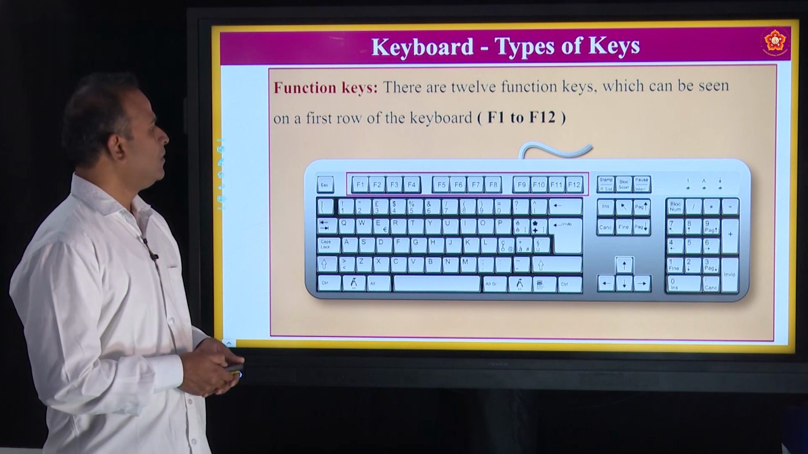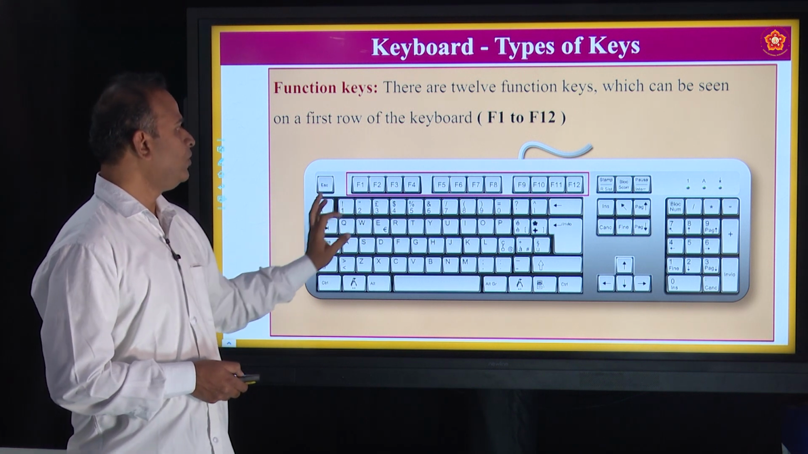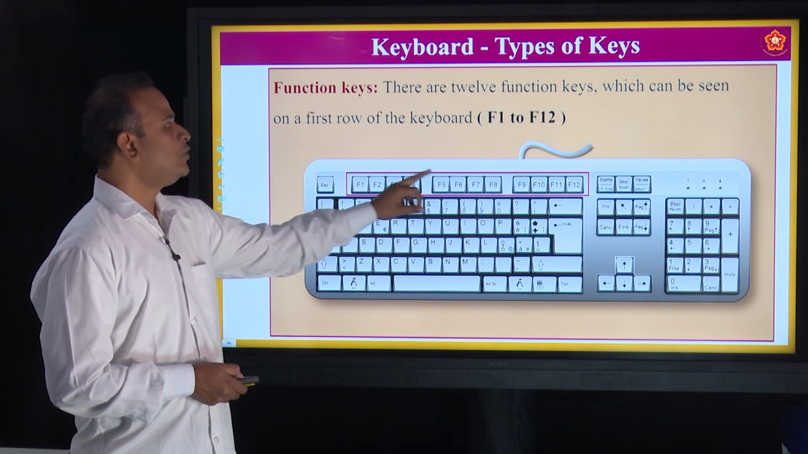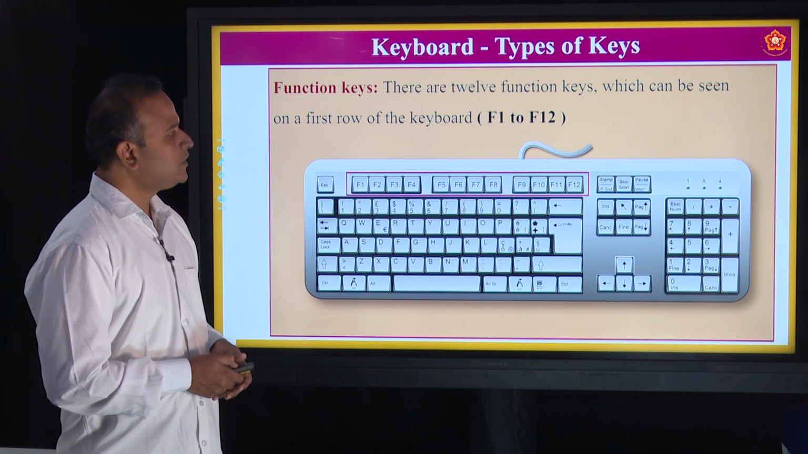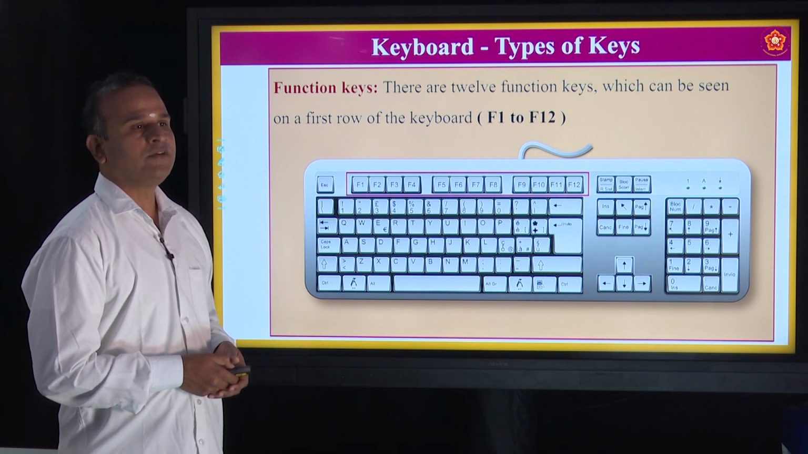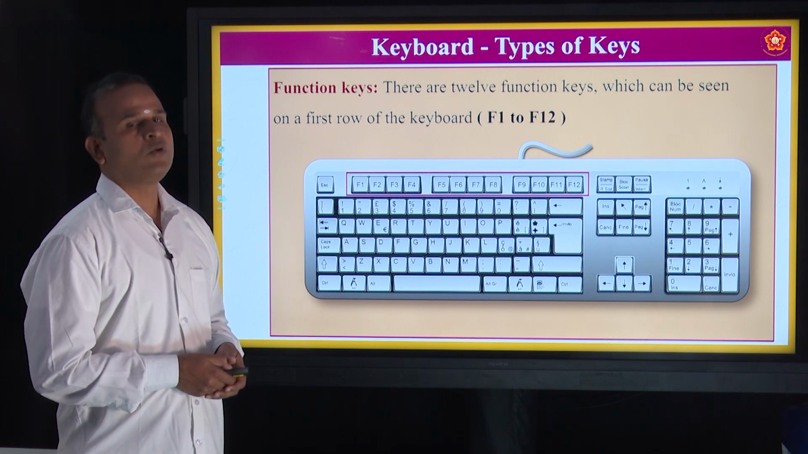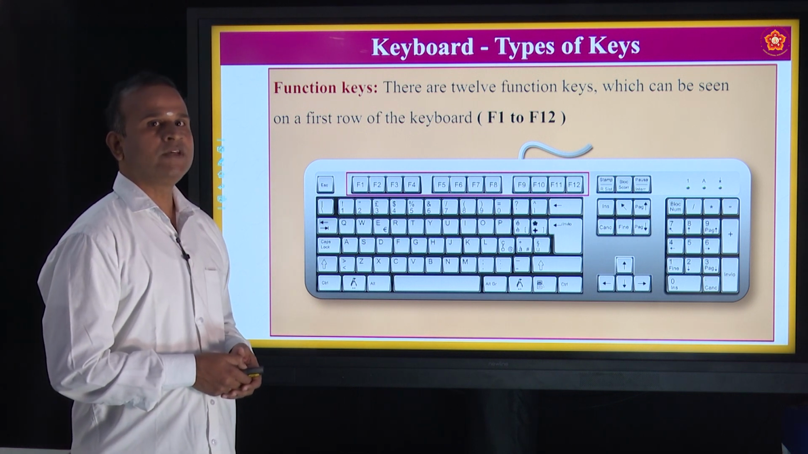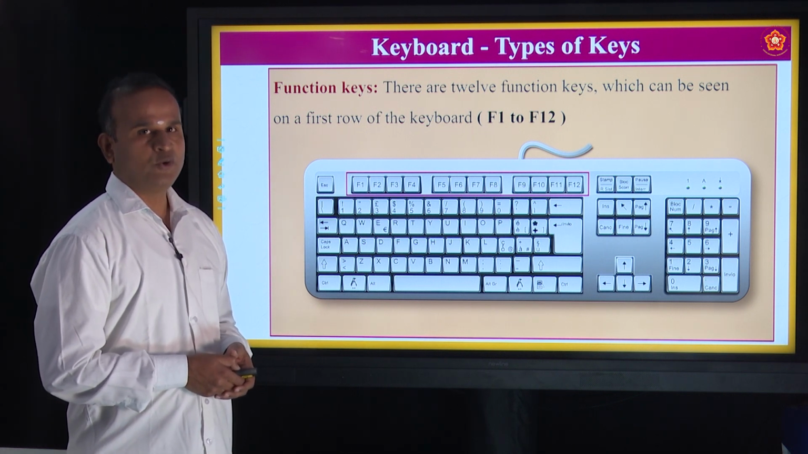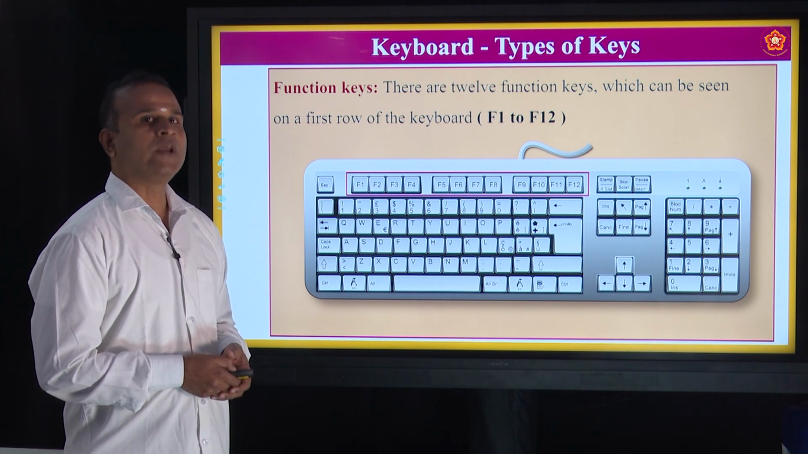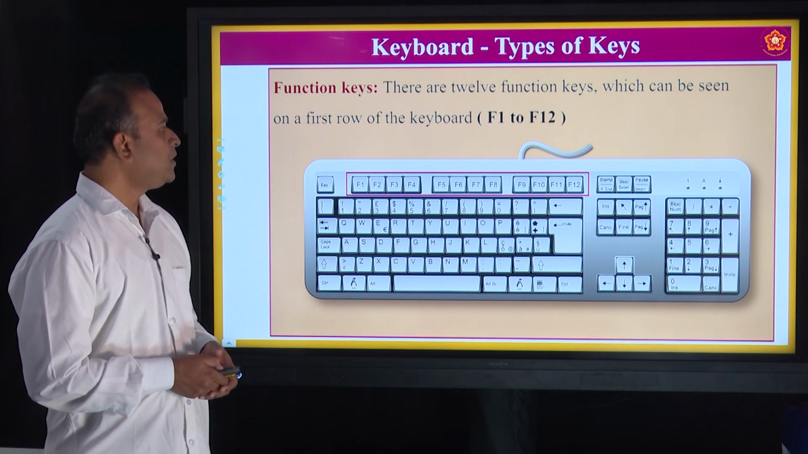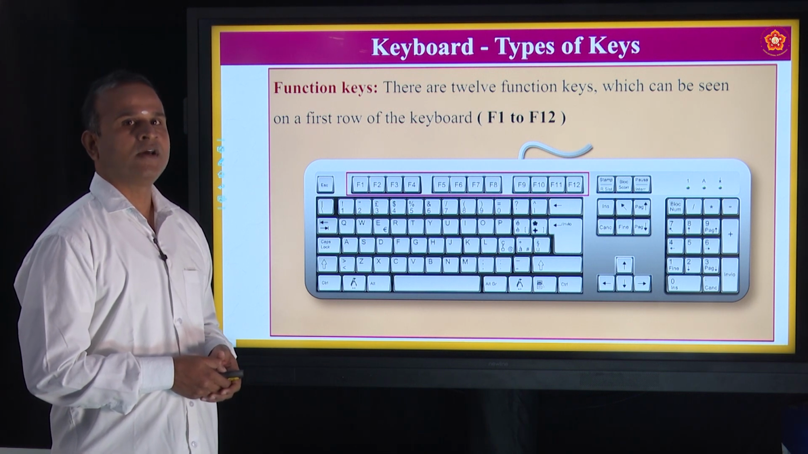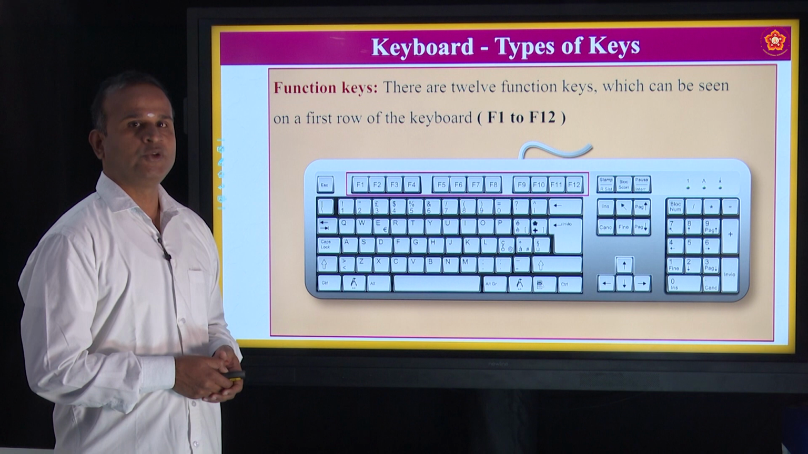Function keys. On the top row of your keyboard, you can find the function keys, which are from F1 to F12. These function keys provide various functionalities according to the application you use. For example, in your application like Word or Notepad, if you press F1, you can get help. Similar to that, each function key has its own functionality according to the program you use.